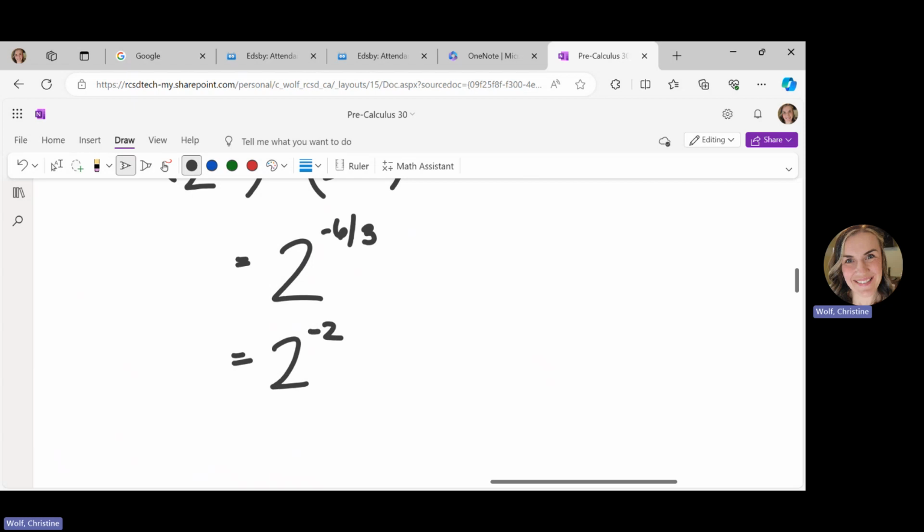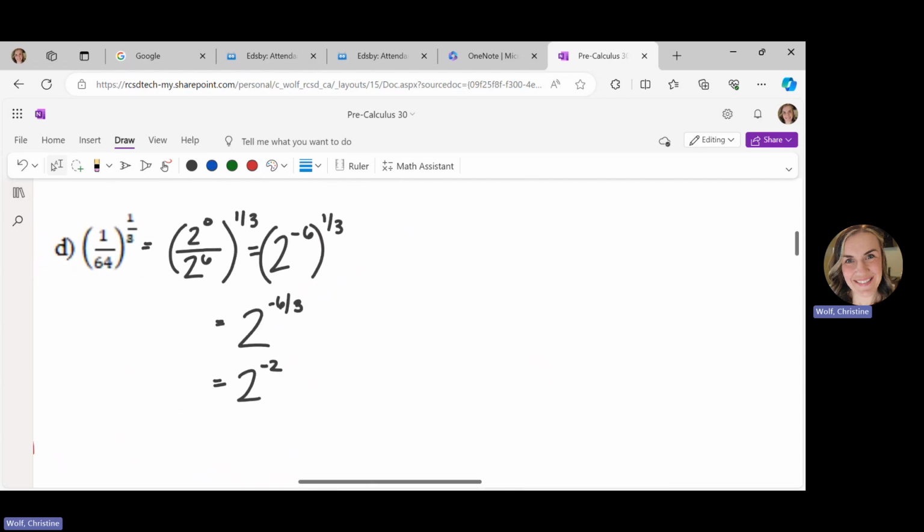I don't care if the exponent's negative. You can leave it. We got our result as a single base of 2. Now, I just want to show you, there's more than one way to skin a cat. Okay, right? We've all heard me say that, which is just meaning there are multiple ways you can do this.